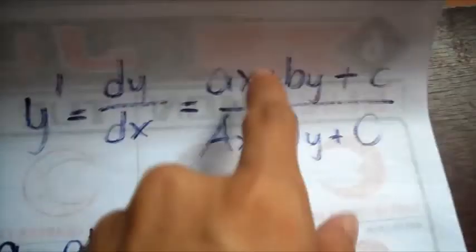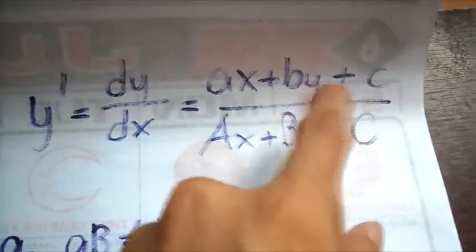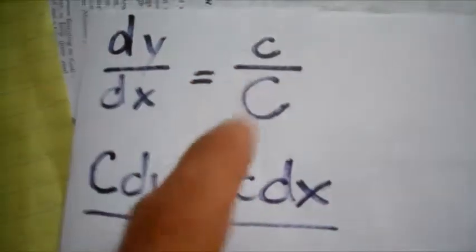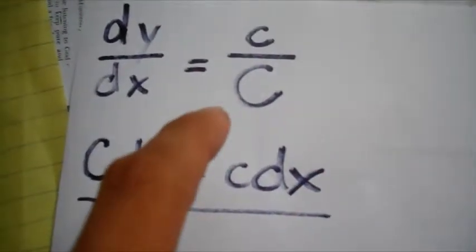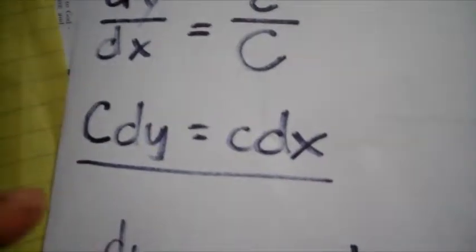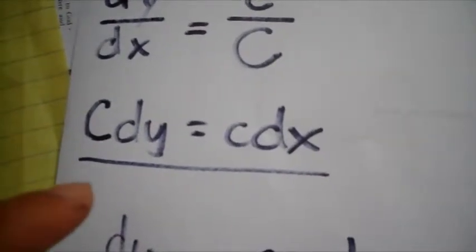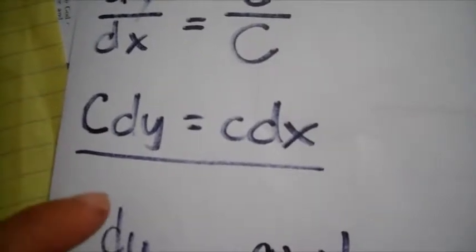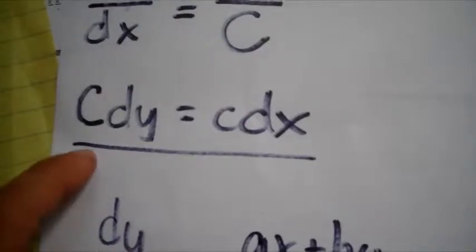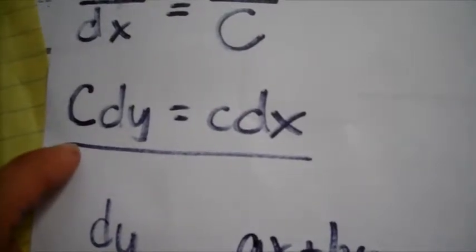So by substituting it, we cancel out all of these terms that have x and y on this side of the equation. So we get dy over dx is equal to lowercase c over uppercase C. These are constants as given. Now C dy is equal to c dx. From this form, we can see that it is a separable equation.